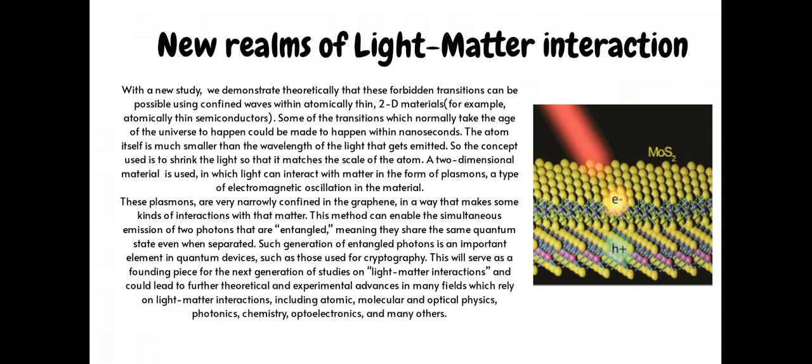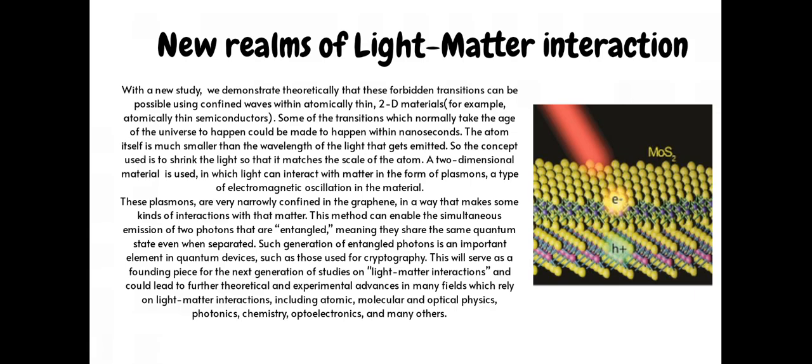There are new realms of light-matter interaction. With a new study, we demonstrate theoretically that these forbidden transitions can be possible using confined waves within atomically thin 2D materials, for example, atomically thin semiconductors. Some of the transitions which normally take the age of the universe to happen could be made to happen within nanoseconds. The atom itself is much smaller than the wavelength of the light that gets emitted. So the concept used is to shrink the light so that it matches the scale of the atom.